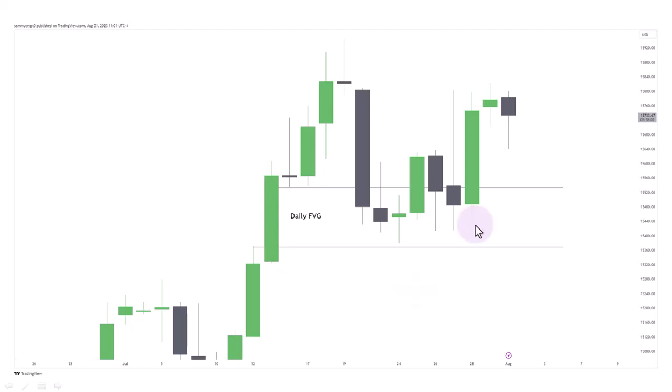Okay, so this is Nasdaq, and to be clear, this strategy works on any pair. It doesn't need to be Nasdaq only. You can use it on your currency pairs or even crypto. This strategy works very well. Okay, so let's say you have a daily fair value gap.